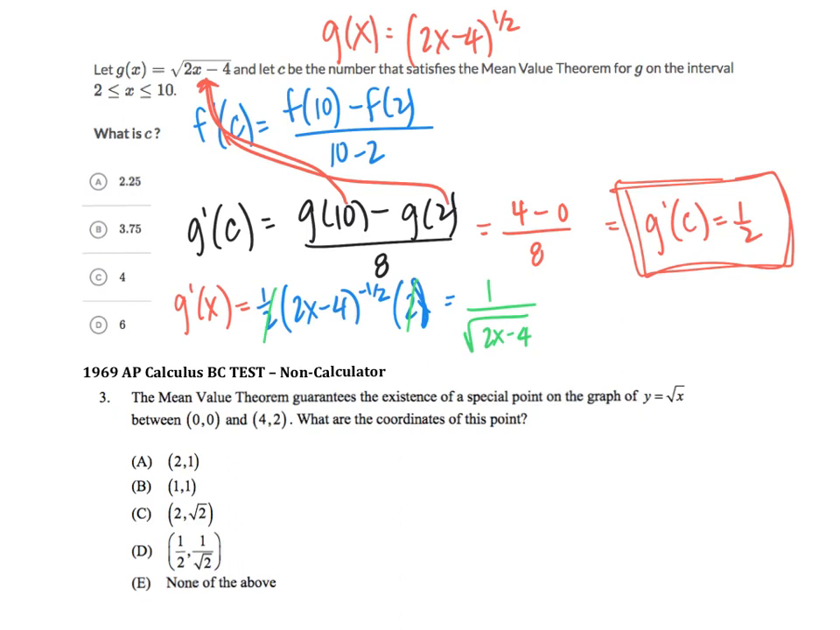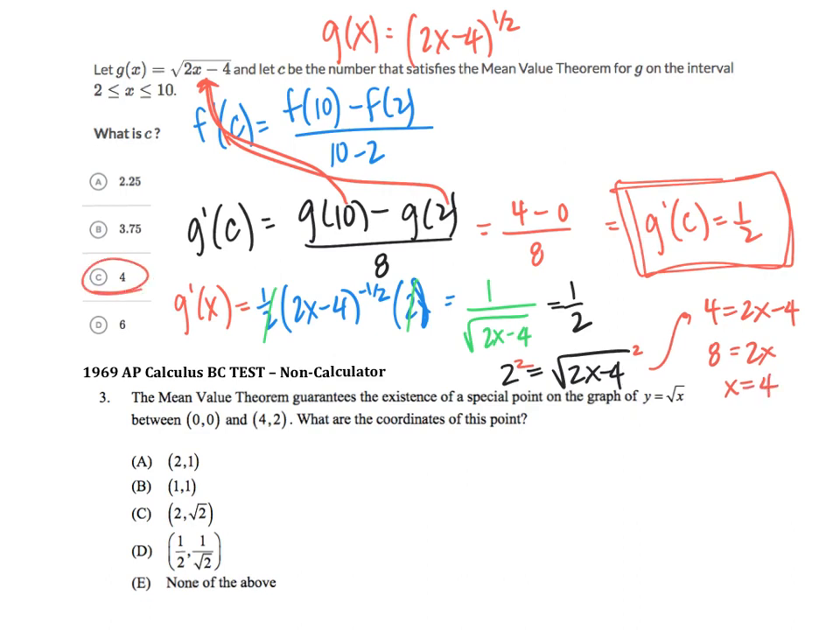That's my derivative. And this is saying my derivative will equal 1/2 for what c value, or for what x value, them both being the same variable. So I'm going to set this equal to 1/2. I'm going to cross multiply, and I'm going to see 2 equals square root of 2x minus 4. I'm going to square both sides, and I'd get 4 equals 2x minus 4. Add my 4 over, and I get 8 equals 2x, and my x is 4, or my c is 4. Answer C.